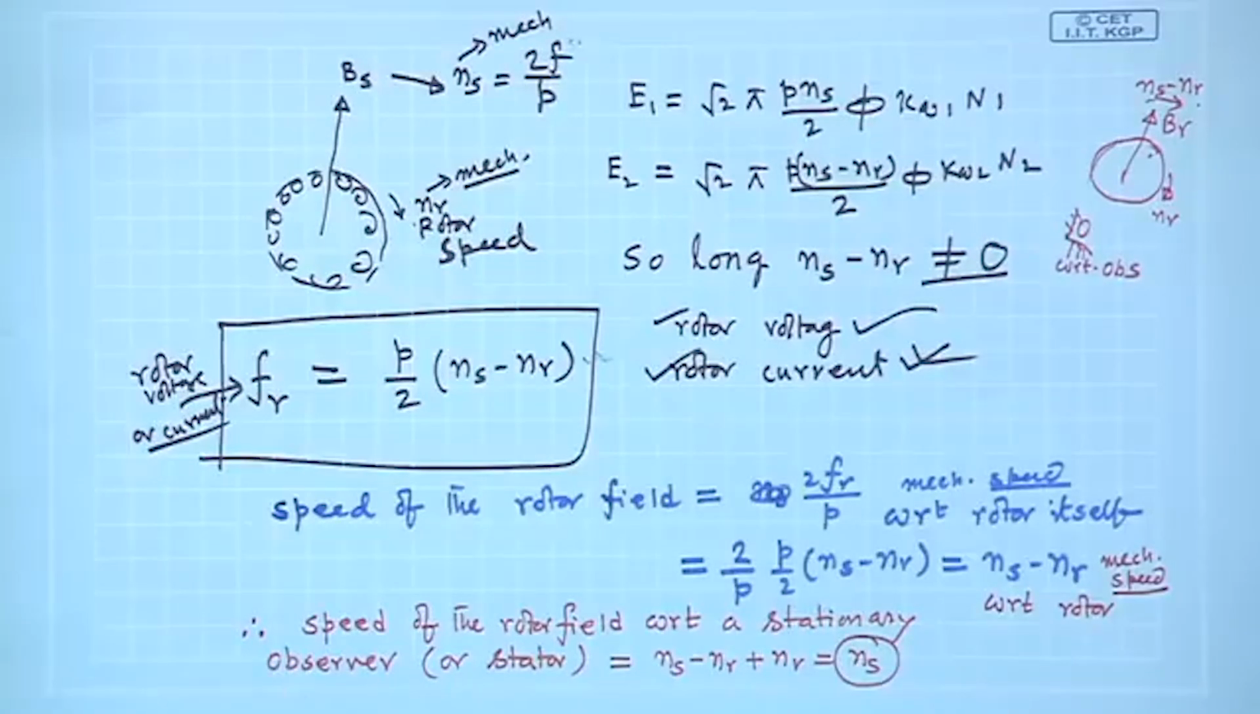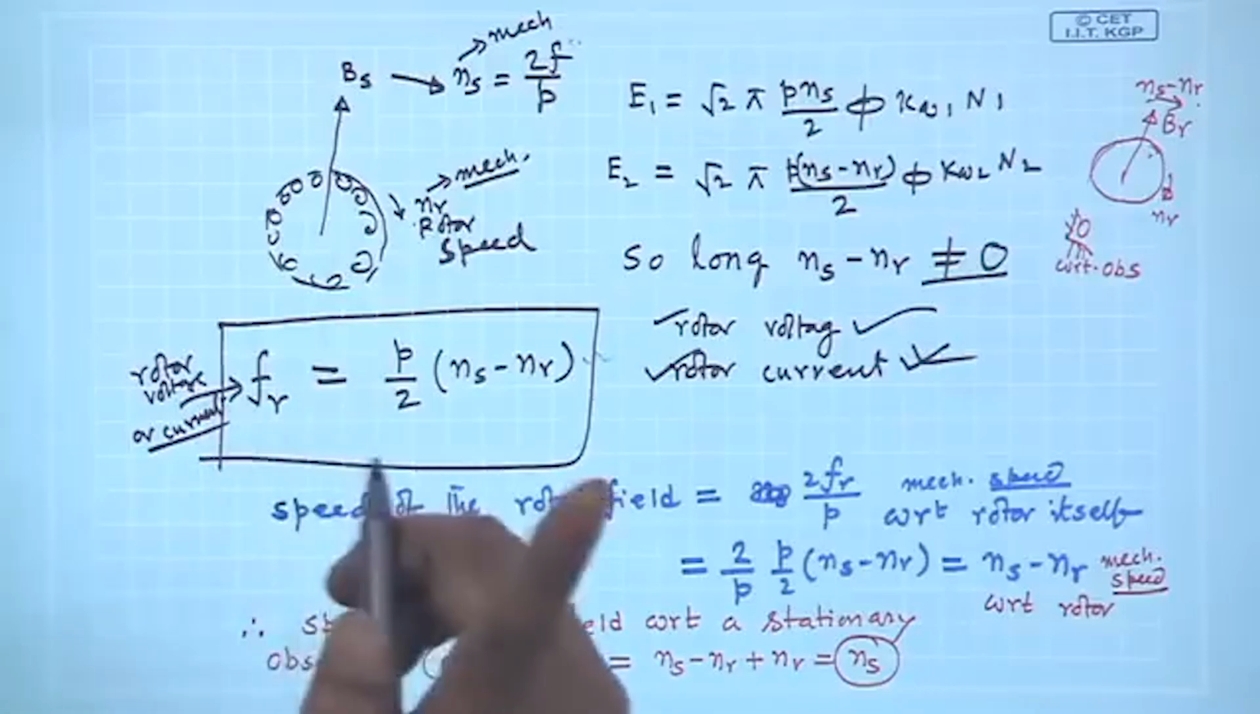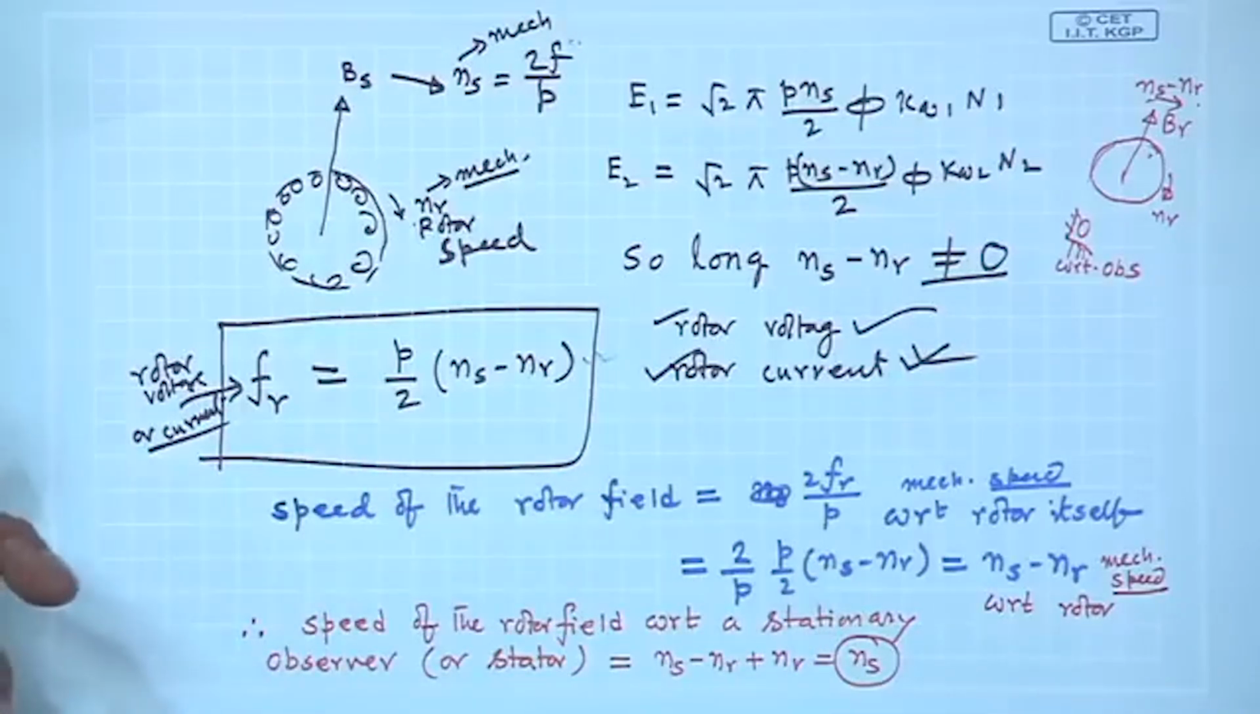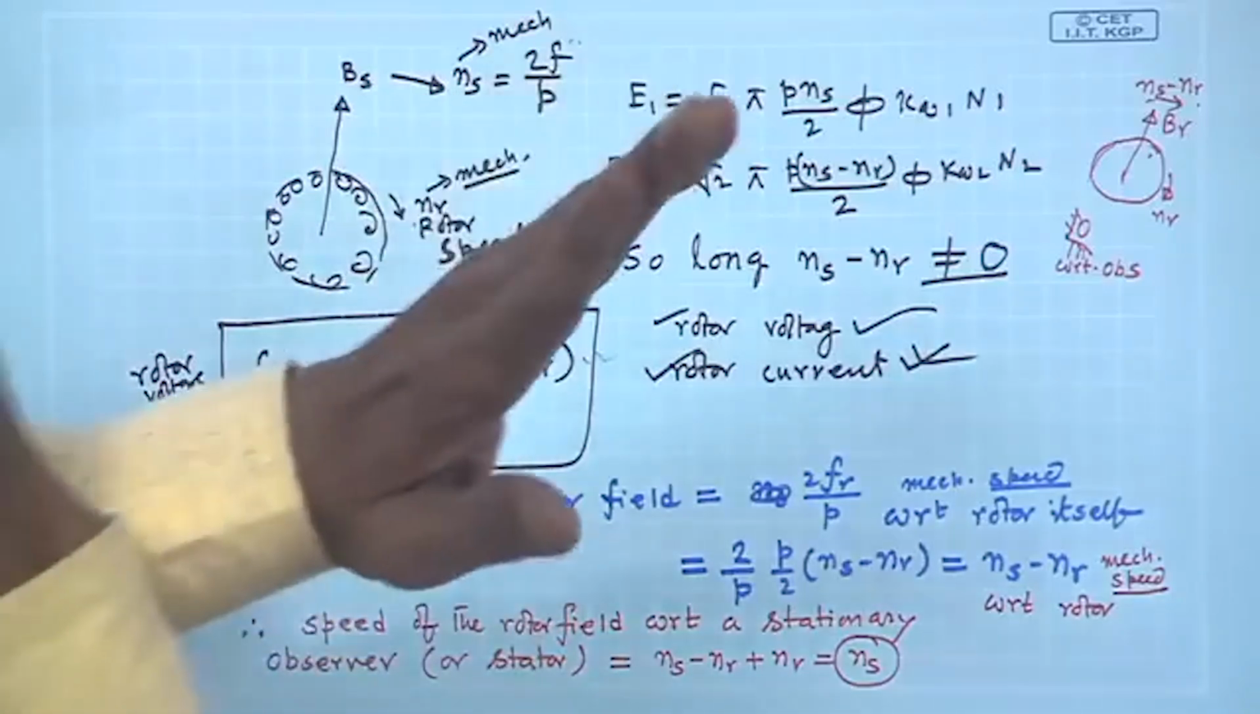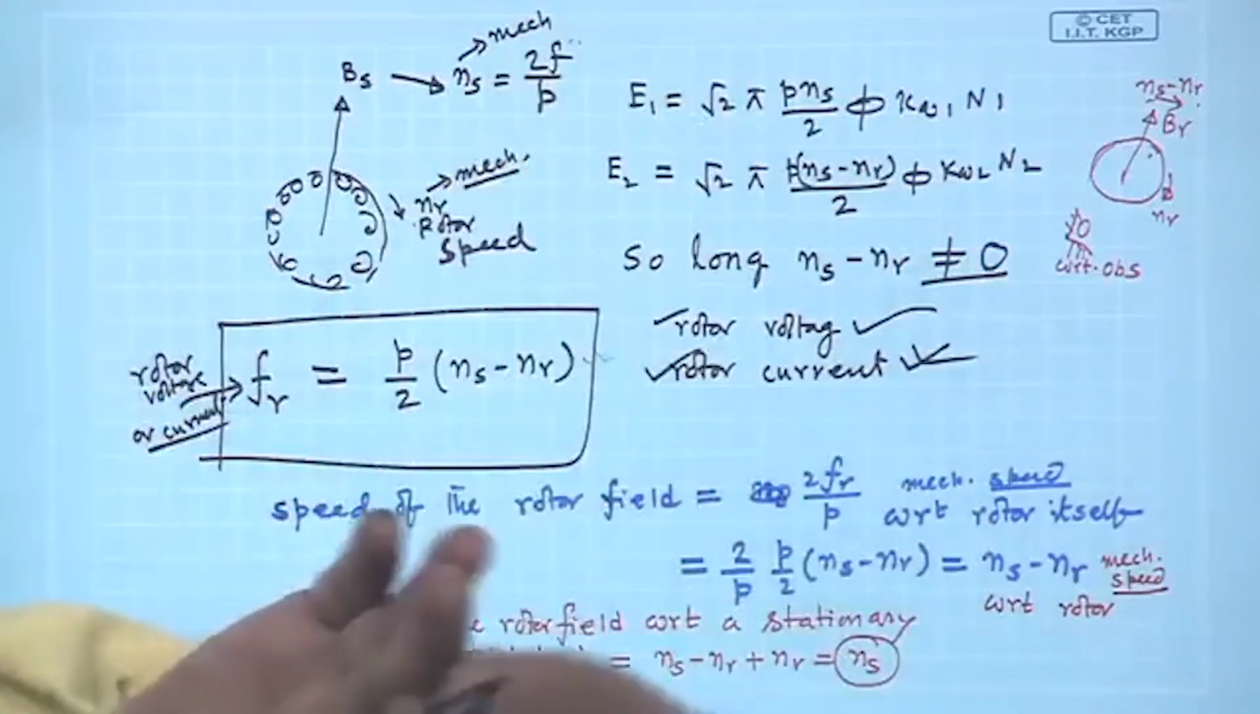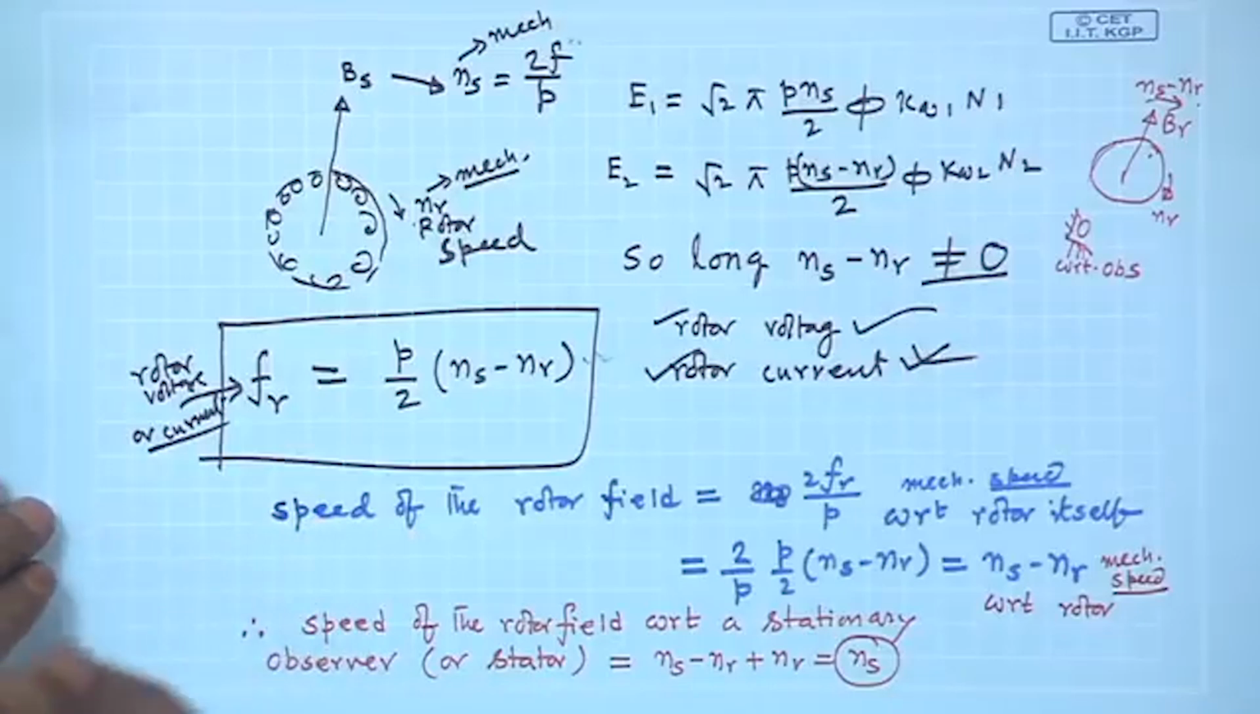Therefore, to a stationary observer, he will always conclude whether the rotor is stationary or moving with any speed Nr. The speed of the stator and rotor fields are Ns. With the same speed, both of them will be moving like this. Therefore, the angle between them will remain time invariant, and we expect some torque will be developed.